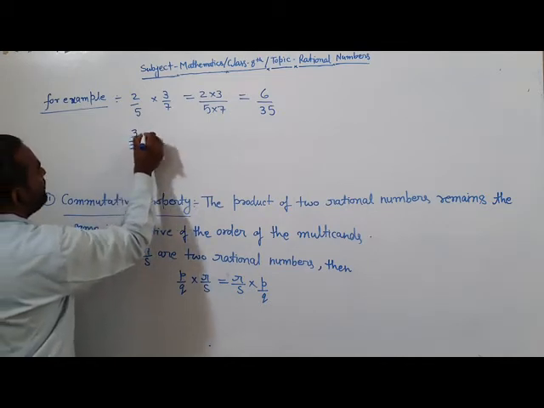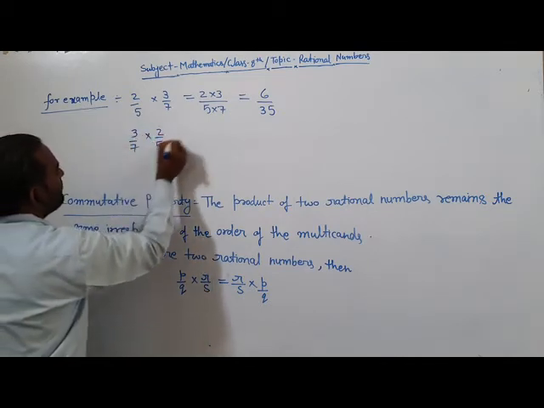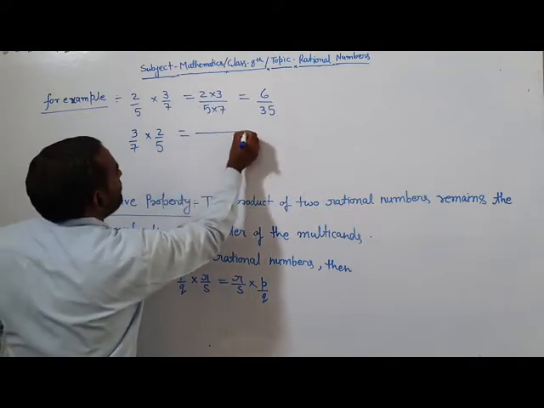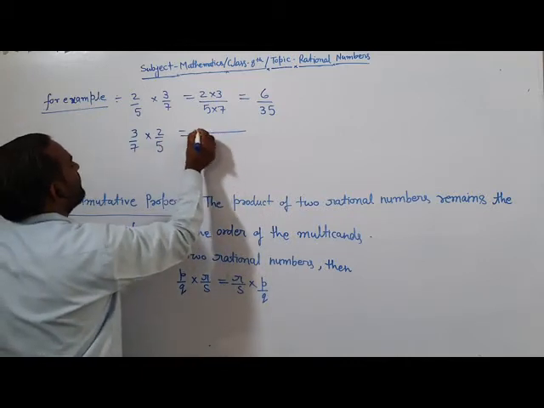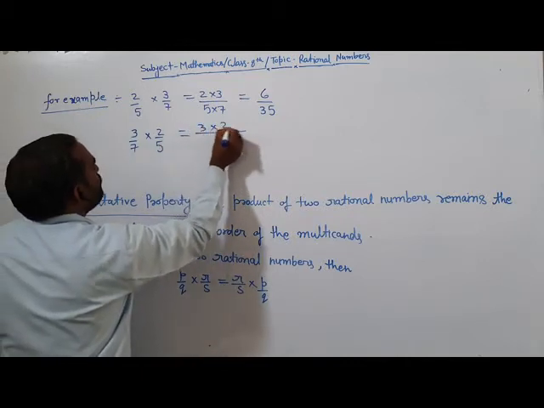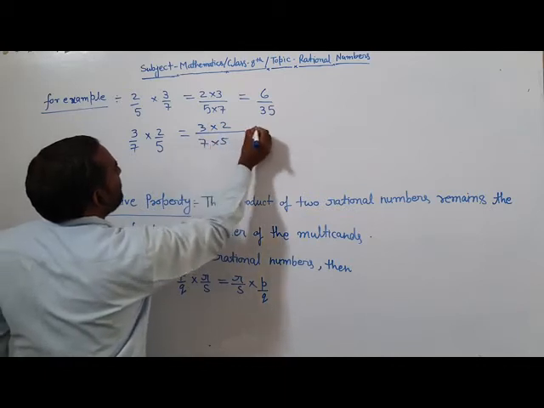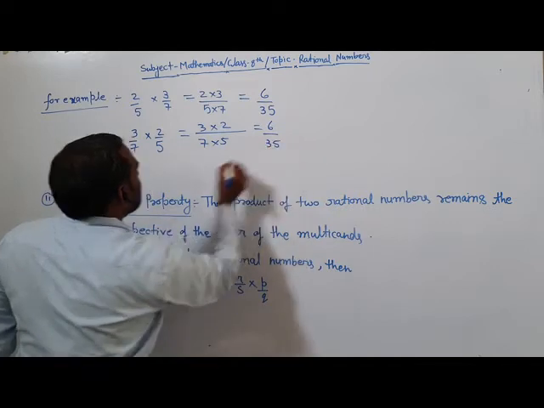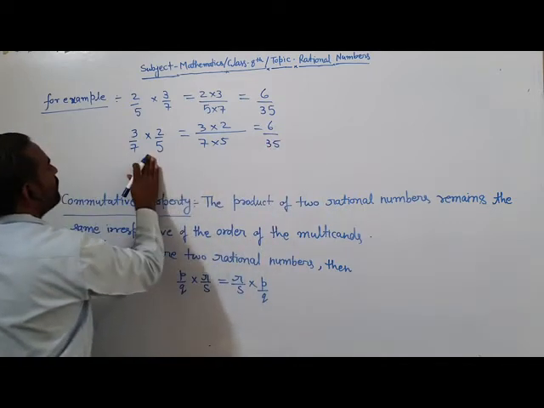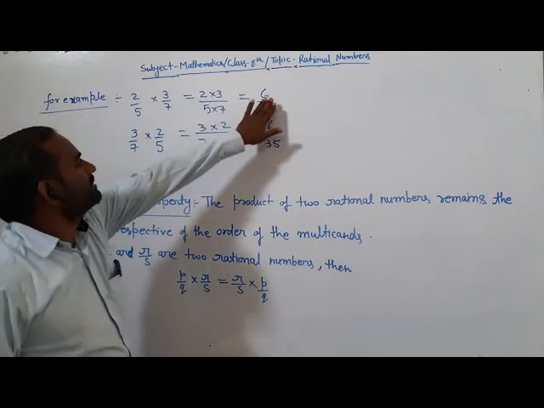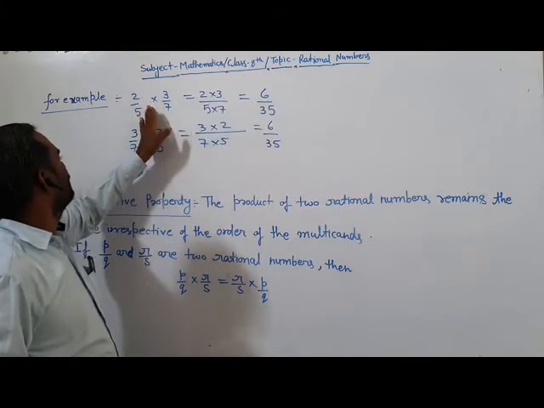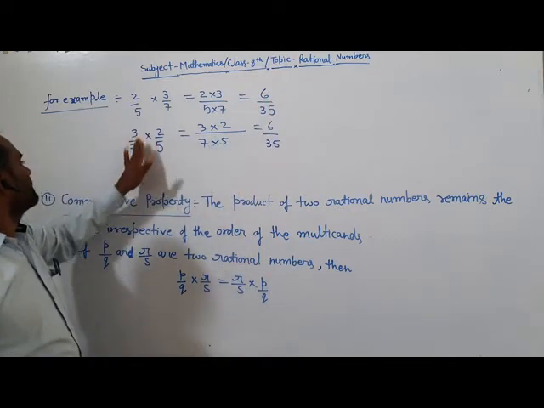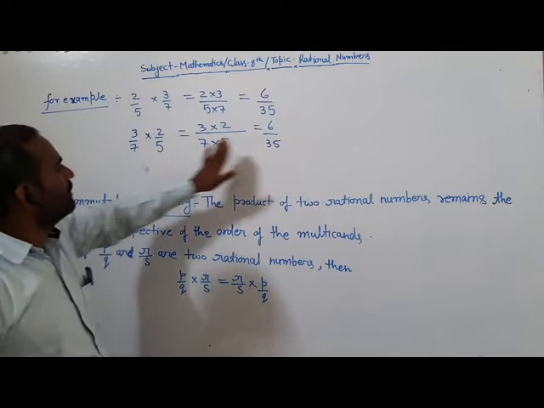3/7 into 2/5. Now we multiply one rational number by the second rational number. 3 into 2, 7 into 5. 3 twos are 6, 7 fives are 35. So the value of 2/5 into 3/7 is 6/35, and 3/7 into 2/5 is equal to 6/35.